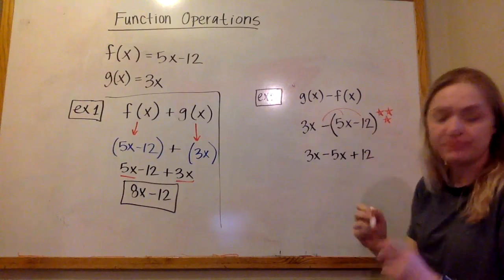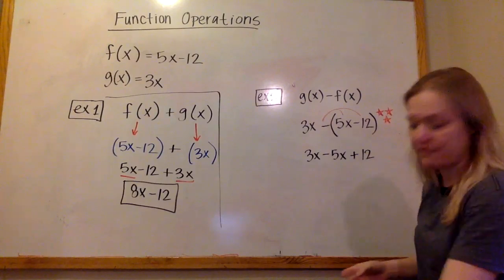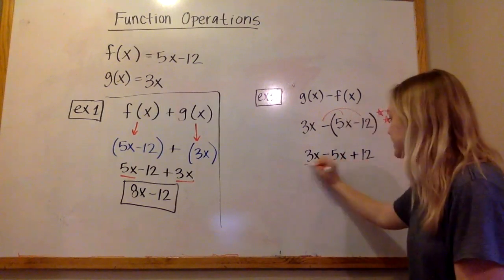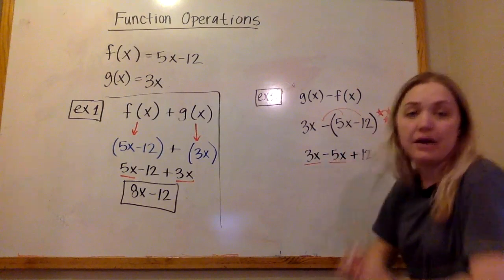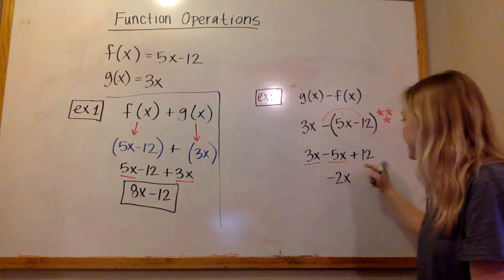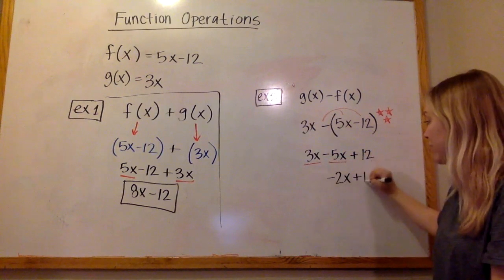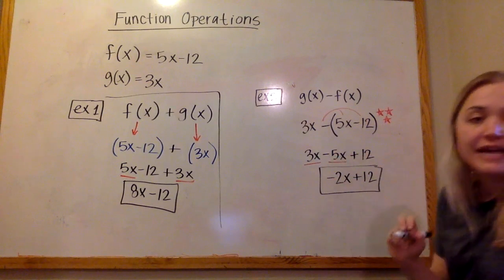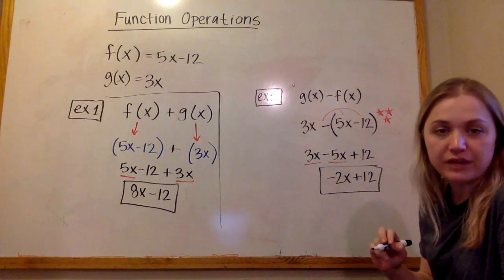So 9th graders, it was so important for me to put those parentheses around f of x. Okay, so now I've got 3x minus 5x, and when I subtract 3x minus 5x, I get negative 2x. And then the plus 12 is just on the end there. That's my final answer. Negative 2x plus 12.